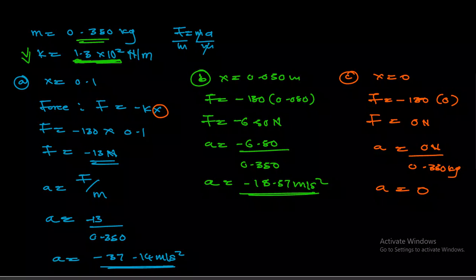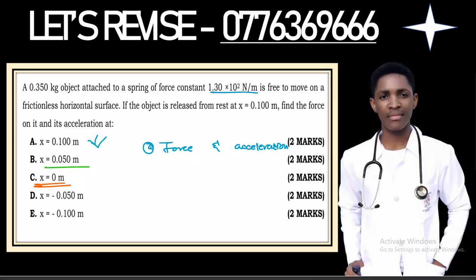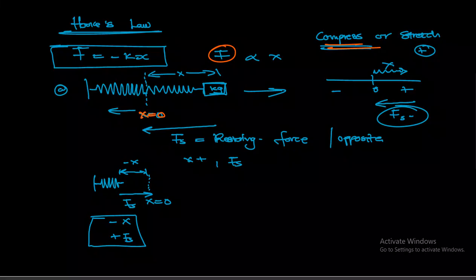So let's go now and see the acceleration and force at x is equal to negative 0.05. I want you to see that these numbers are one and the same. The difference is that the signs are different. The same applies to 0.1 and negative 0.1. The signs are just different. So it's just a displacement in the negative direction.